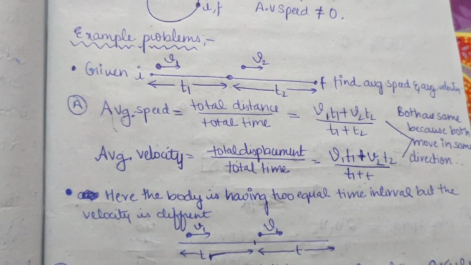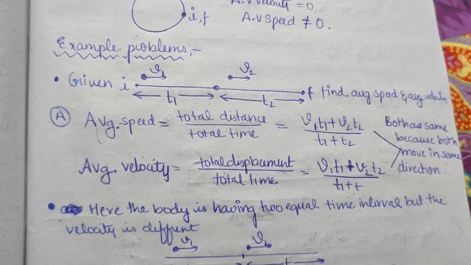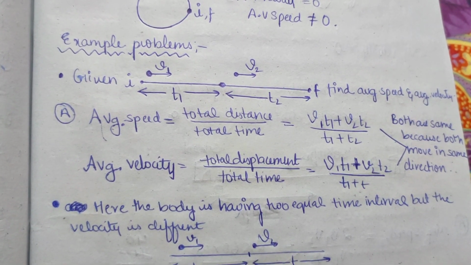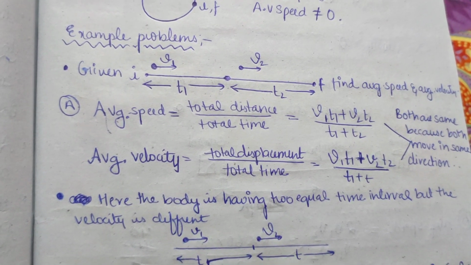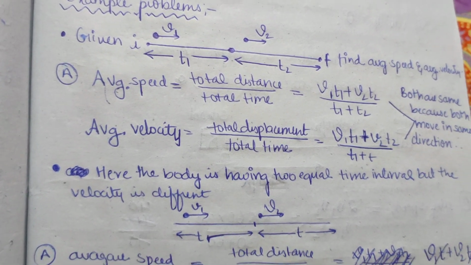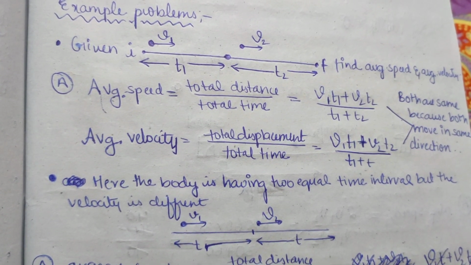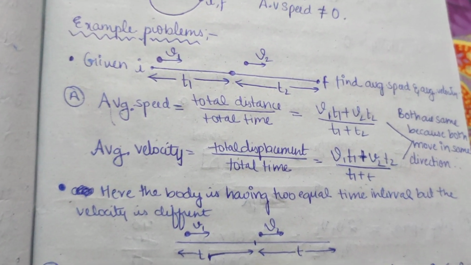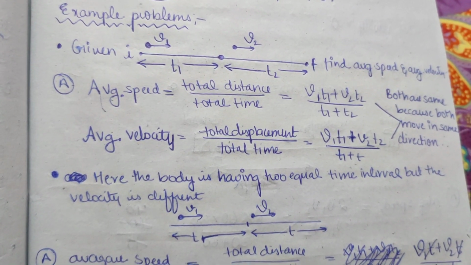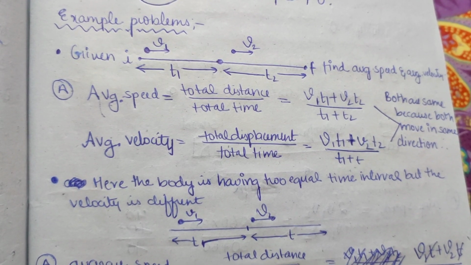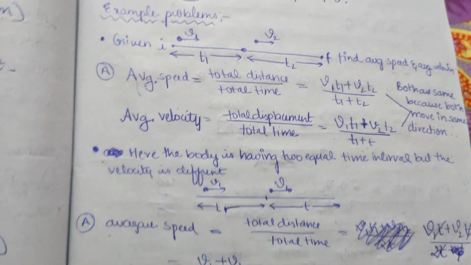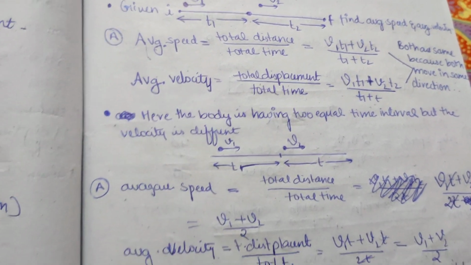Now example problems. Here you can see the given line from I to F. Now V1 and V2 are there, and T1 and T2. Now find the average speed and velocity. Here average speed equals V1 T1 plus V2 T2 by T1 plus T2, and average velocity is total displacement by total time, also V1 T1 plus V2 T2 by T1 plus T2. Both are the same because both move in the same direction, and acceleration is constant.